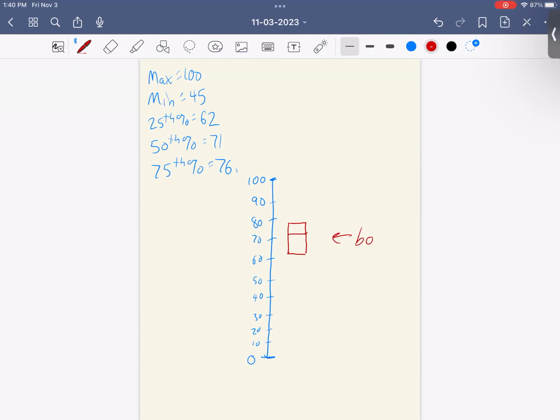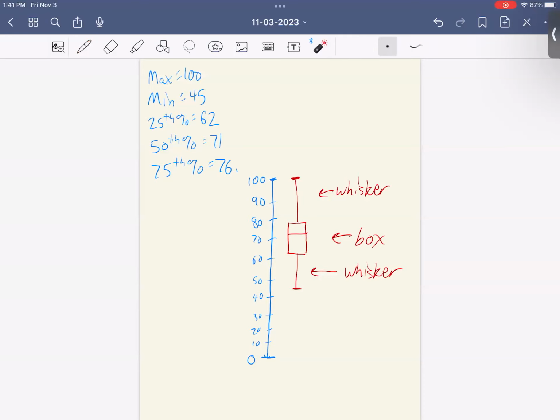This is the box. And then the whiskers, I draw little lines that go all the way up to the maximum and all the way down to the minimum. So this is the maximum here. It goes up to 100. So this is a whisker. And then all the way down to the minimum here, it's 45. So this is also a whisker. Okay, and this is the basic box and whisker plot for my data.